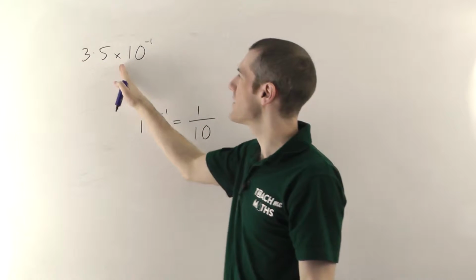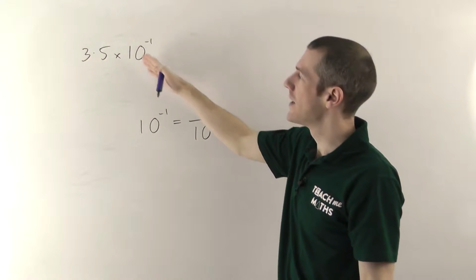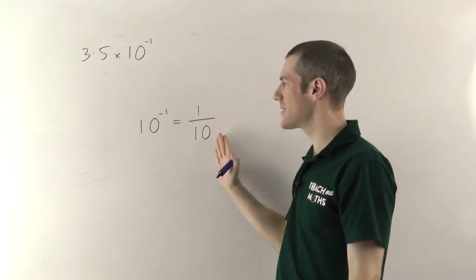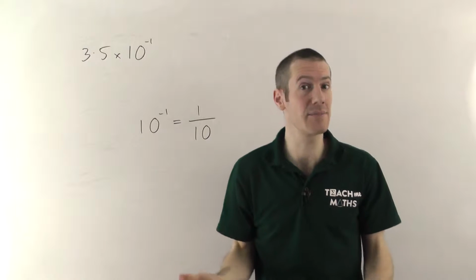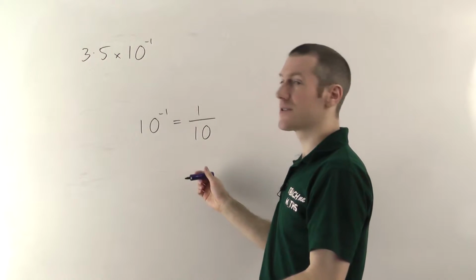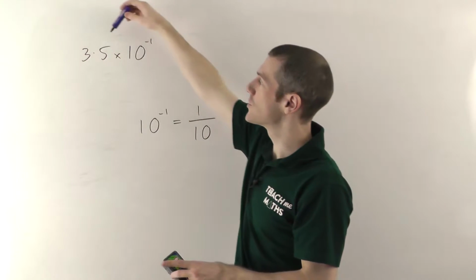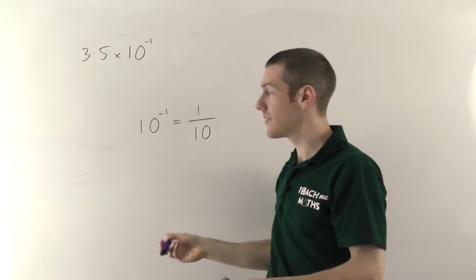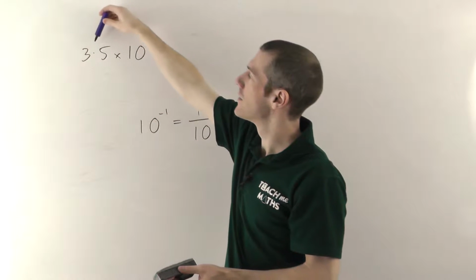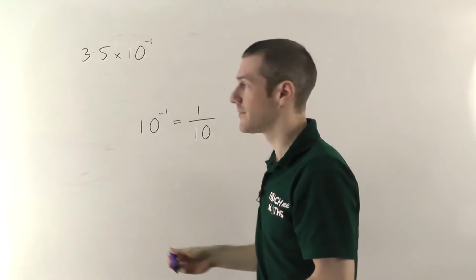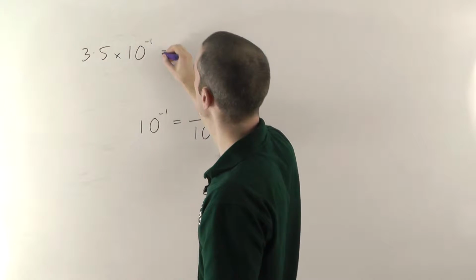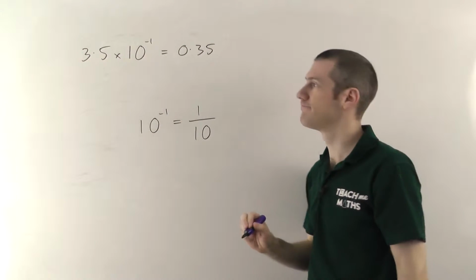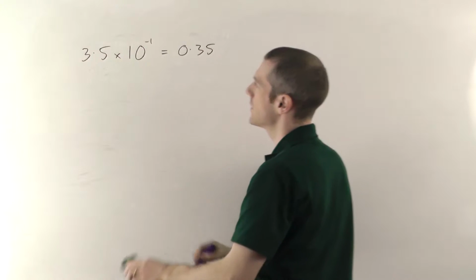So 3.5 times 10 to the minus 1 is 3.5 times a tenth. Now if you're timesing by a tenth, that's the same as dividing by 10. So what happens here is the decimal point just moves 1 in the other direction. You're making the number smaller because you're timesing it by a tenth, so the decimal point goes 1 place to the left. So in this case, you get 0.35. Let's try the next one.